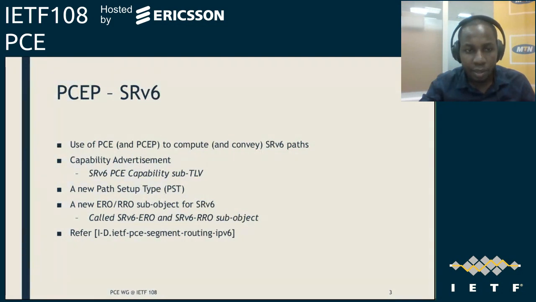Okay, on this slide, we are trying to provide the added capabilities that we had on the PCEP, amongst which are the capability to compute and convey SRv6 path. We have an added capability, SRv6 PCE capability sub-TLV. We also have a new path setup type, a new explicit route object, record route object for SRv6. We can refer to a draft as well for what was existing for the PCEP protocol for these different elements. Next slide, Joe, please.